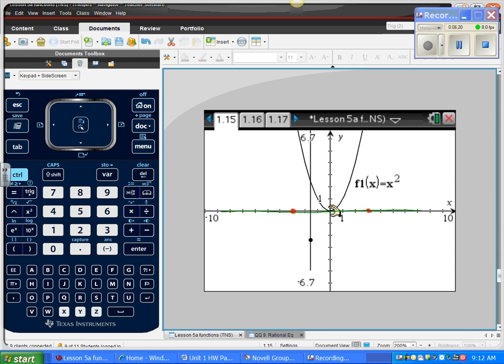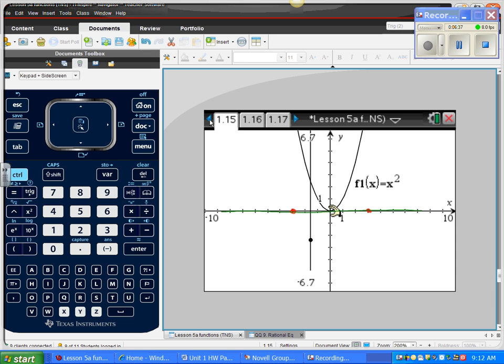Horizontal line test tells us whether or not something's one-to-one, meaning for every element in the domain, x values, there's only one element in the range, y values, and vice versa. Okay, so one-to-one meaning 1x per 1y. Okay, and that's that horizontal line test.